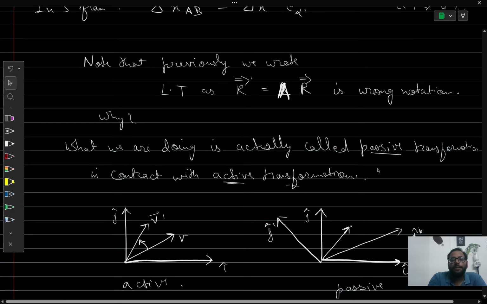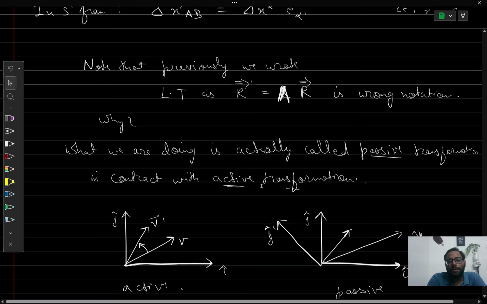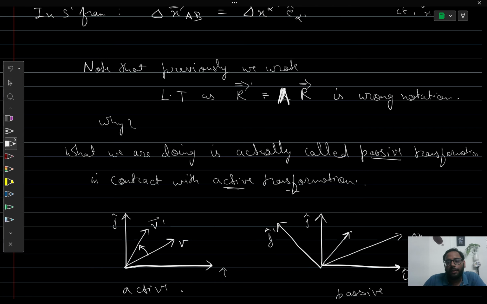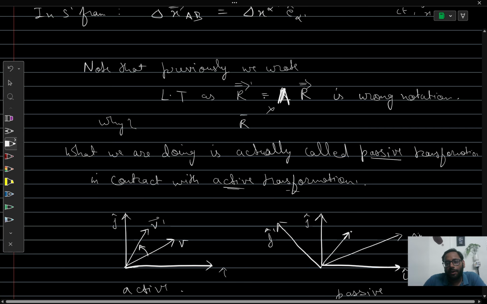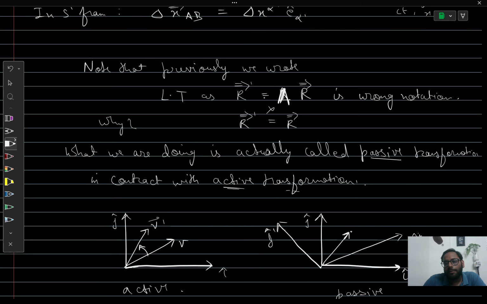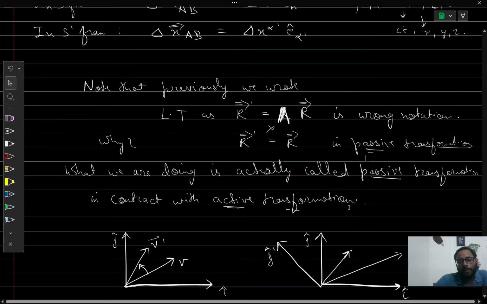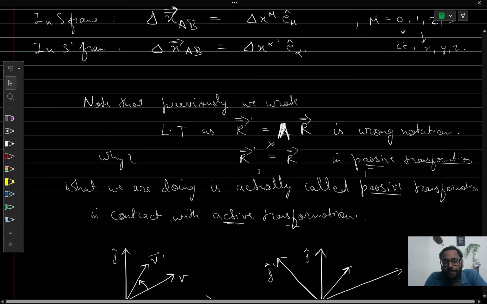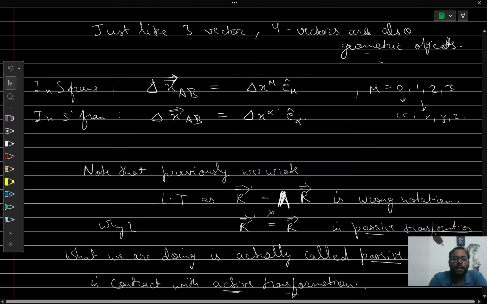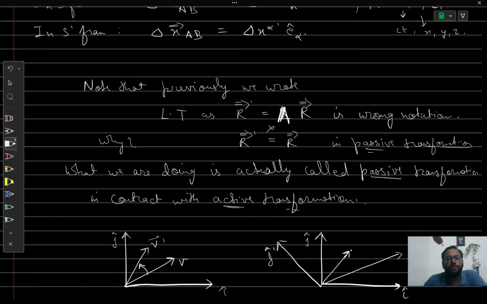So after this you should not write this. This is wrong. You should always write in passive transformations that they are equal. All coordinate transformations are passive transformations. We are not changing the point. We are not changing the vector. So as per this rule, we come to our earlier case.